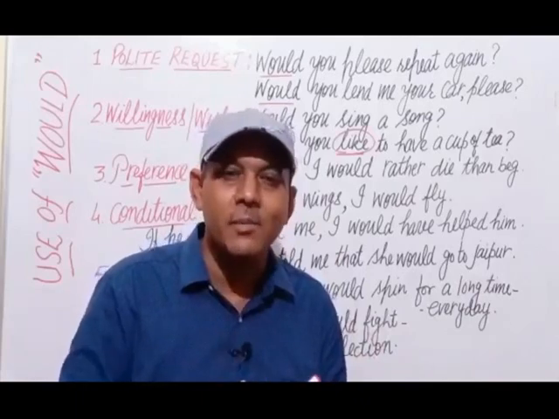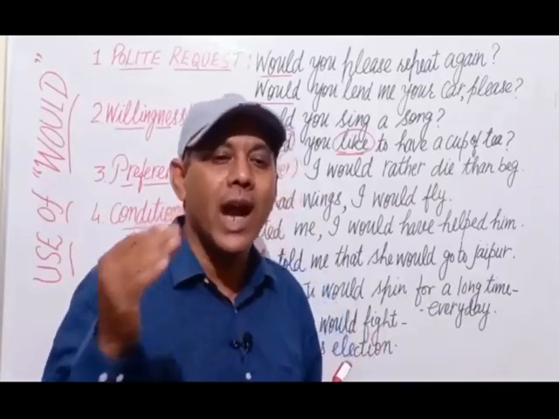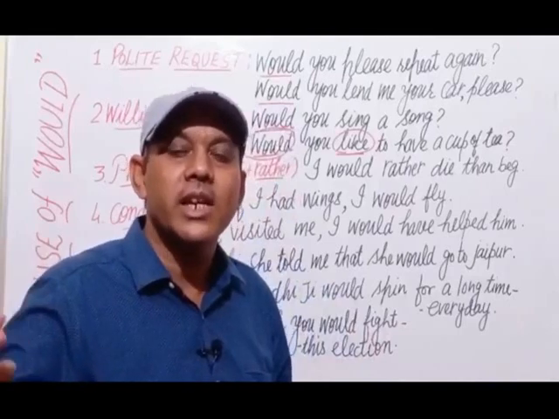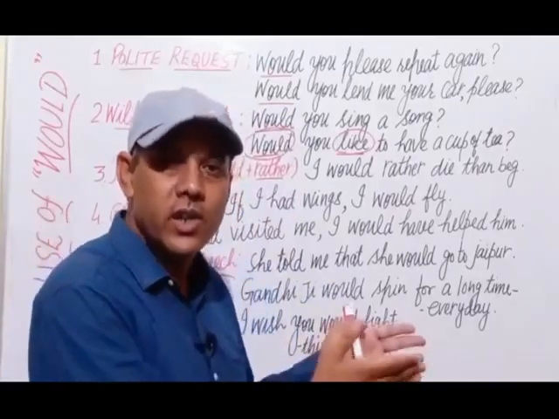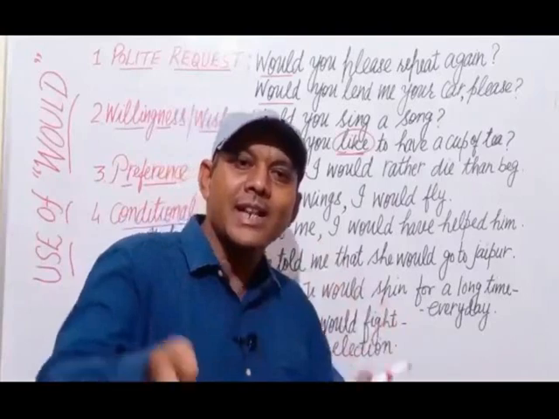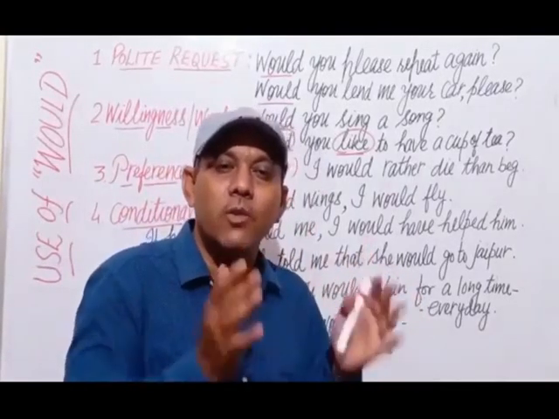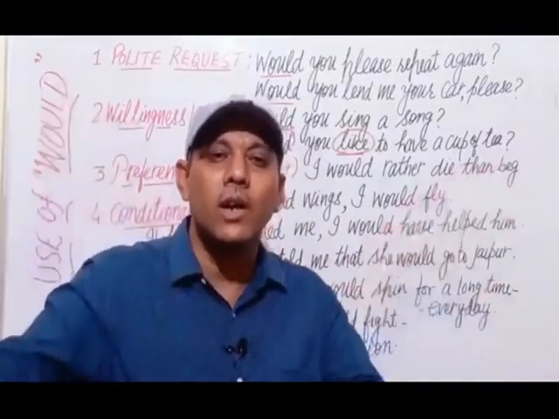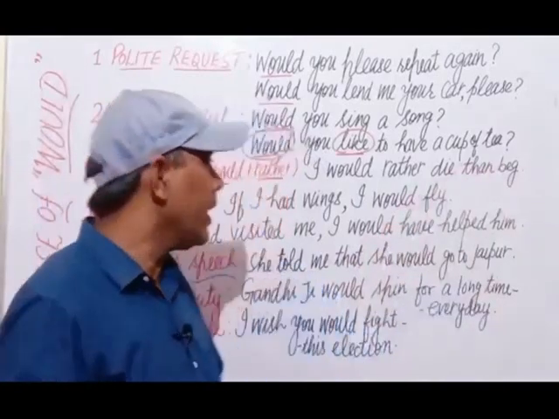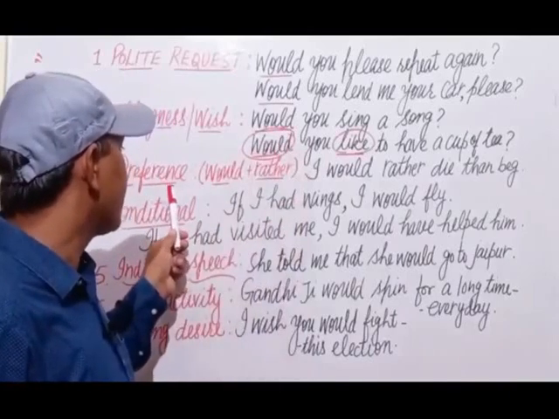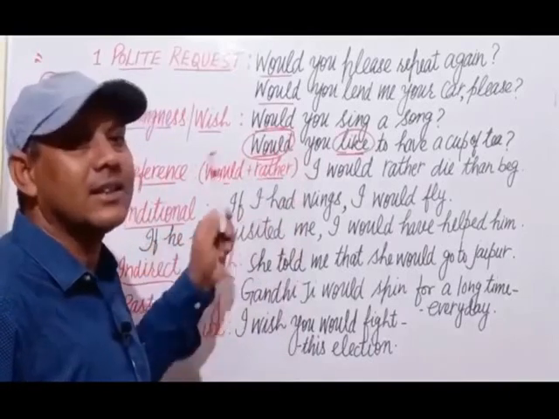Then how should I invite him? I will invite him by saying, I would like to invite the chief guest, Sri so and so, on the stage, please. I would like to invite him on the stage. It means it's my wish, it's the wish of the audience. In this way, we use would. Next is preference: would plus rather.